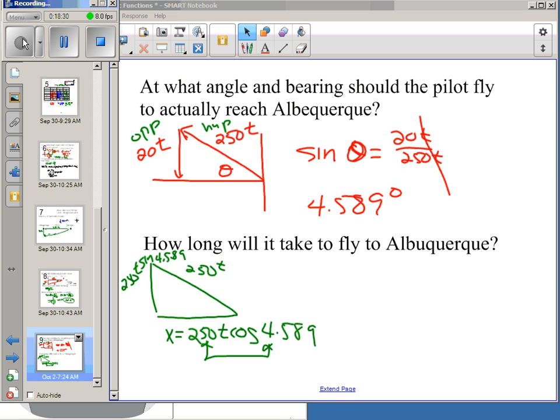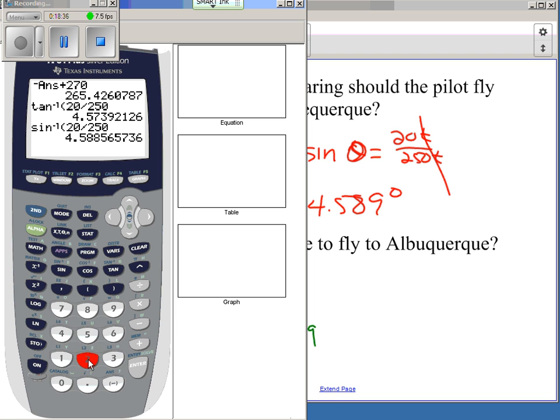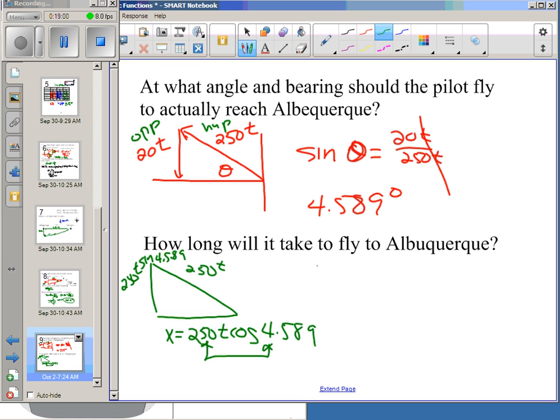And if I know my speed in the x direction, I can figure out how long it will take me to get to Albuquerque. So if we take our 250 cosine of that answer, our actual speed in the horizontal direction is 249.198. And so to go 1,000 miles horizontally, I will divide by that answer, and it will take 4.013 hours. And that's our motion problems using parametric equations.